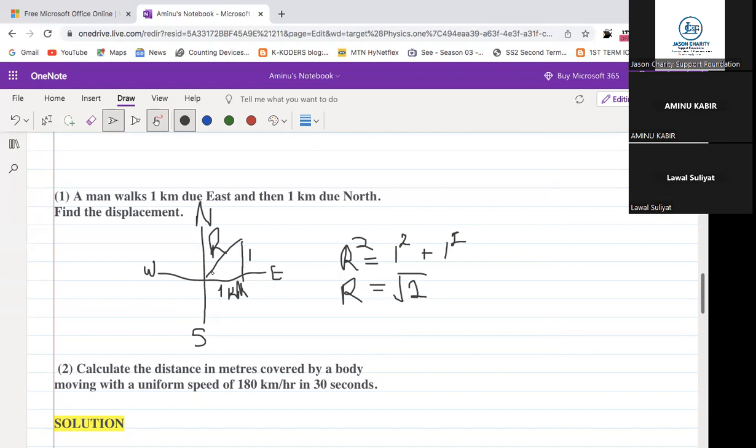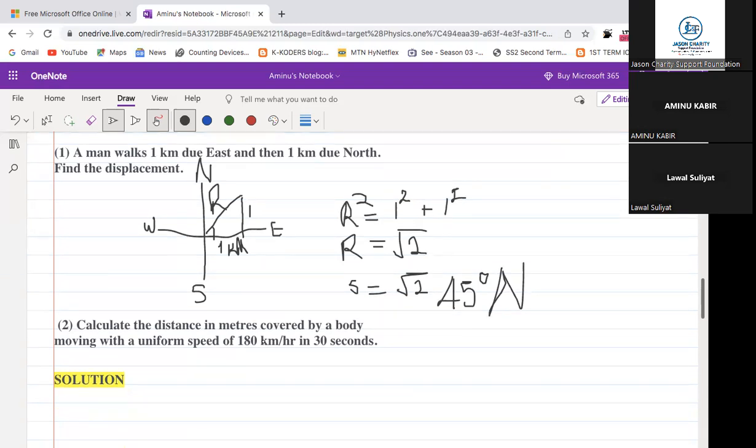If you look at the angle formed here, it is 45 degrees. So we can see the displacement S is equal to root 2, 45 degrees north. So we can see that it's root 2 at 45 degrees north.